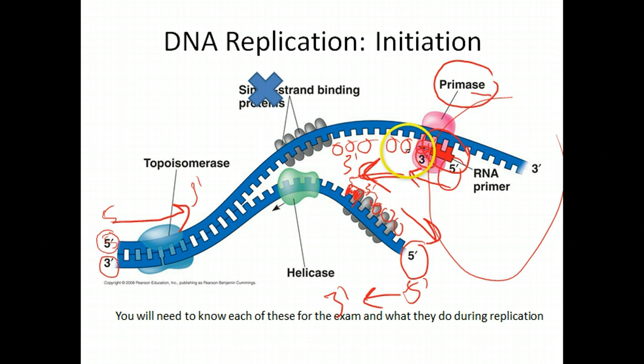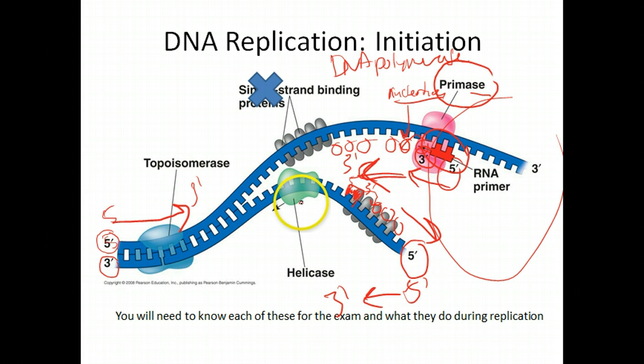The enzyme that is adding these new nucleotides is called DNA polymerase. We'll talk at the end about the differences between some of the DNA polymerases, but just know for now that DNA polymerase is the enzyme that's adding the new nucleotides.